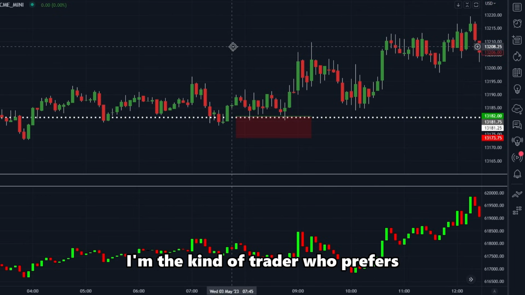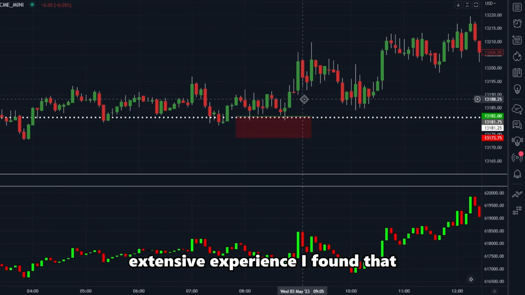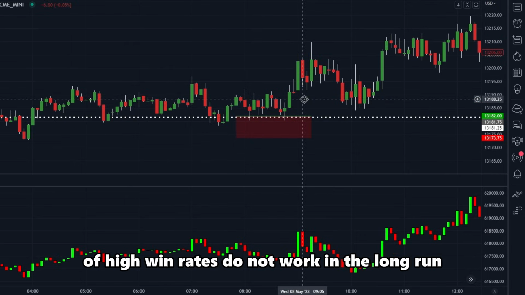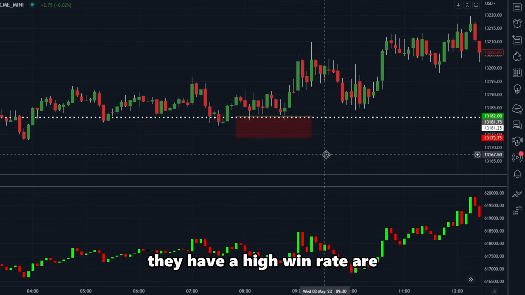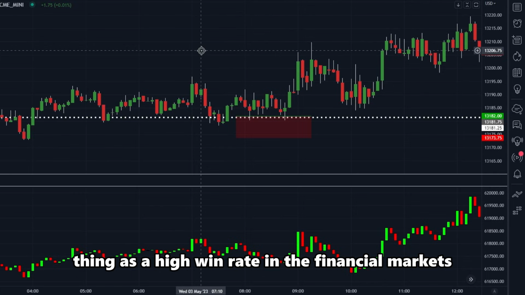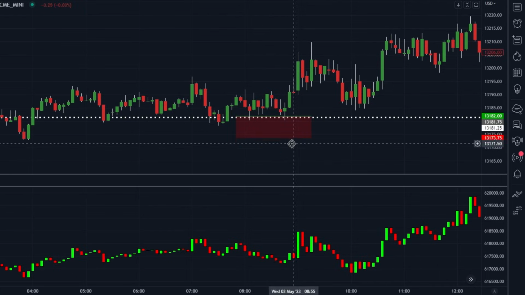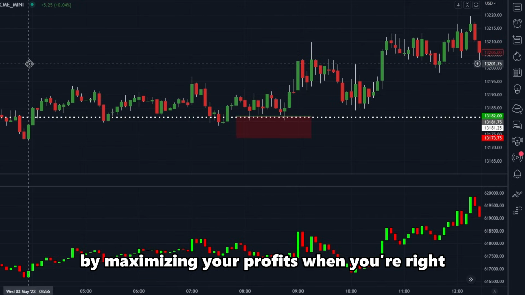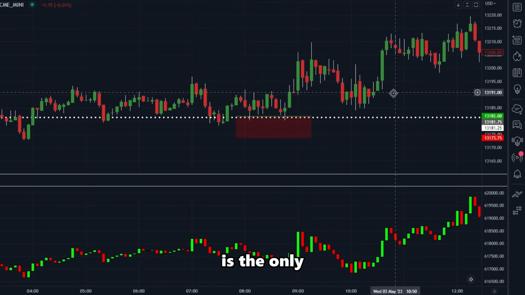I'm the kind of trader who prefers high risk to reward strategies over high win rates. From my extensive experience, I've found that the majority of high win rates do not work in the long run. Most of them are fraudulent claims. Most of the traders who claim that they have a high win rate are scammers. There is no such thing as a high win rate in the financial markets. You can place the odds in your favor by maximizing your profits when you're right and decreasing your losses when you're wrong. And I believe that that is the only way forward.